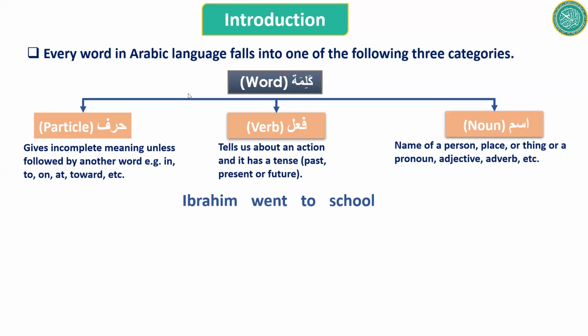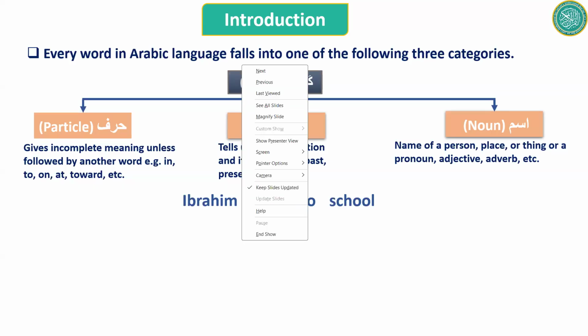Assalamu alaikum. Walaikum salam. Brother, do you see the sentence I have displayed? Yeah, I can see that. Can you read it, please? Ibrahim went to school. Okay, now we have to identify and label this sentence. First word is Ibrahim. Is it ism, fail, or harf? Ism. All right. This is an ism.